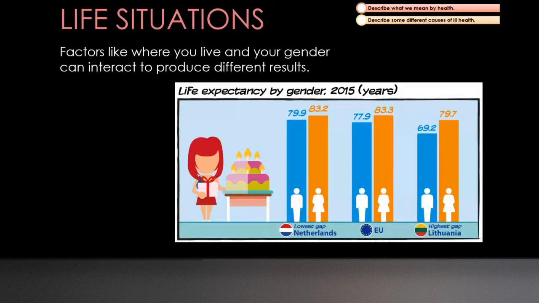But the interesting thing here is how different it is in the different countries in which you live. So in the Netherlands, as a woman, you might live to 79.9, whereas in Lithuania, you might only live to 69.2 years old. In the Netherlands, as a man, you might live to 83.2 years old, but in Lithuania, 79.7 as a woman there. I think I might have said that the wrong way around, but yeah, you get the idea there. So not only your gender, but also where you live can interact to change your health, to change your life expectancy.